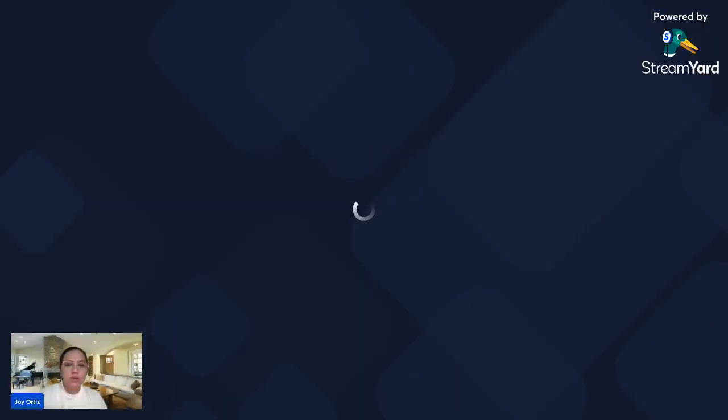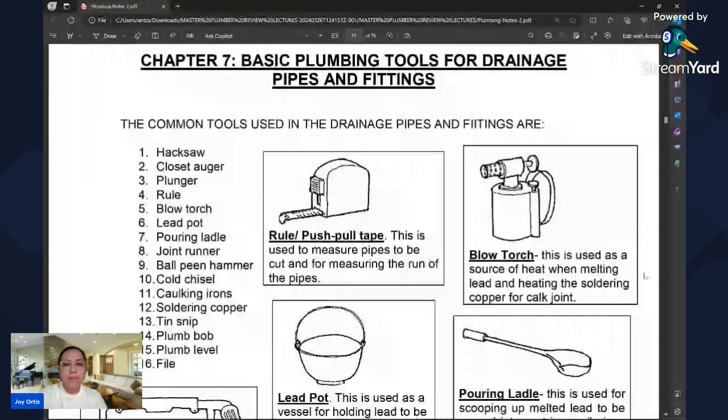So, this time, I will share with you the content of our lecture. This is the basic plumbing tools for drainage pipes and fittings. So, kailangan natin itong malaman para at least we are aware of the materials na gagamitin natin pagdating sa master plumbing.